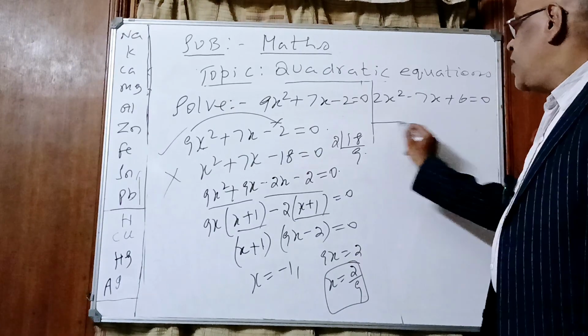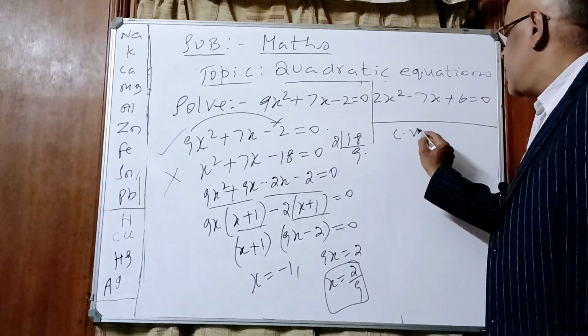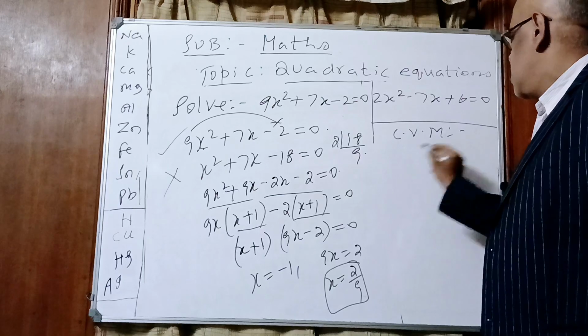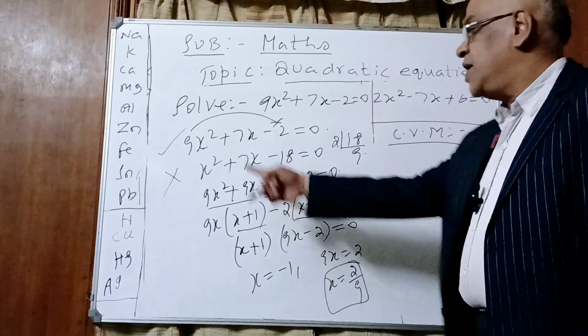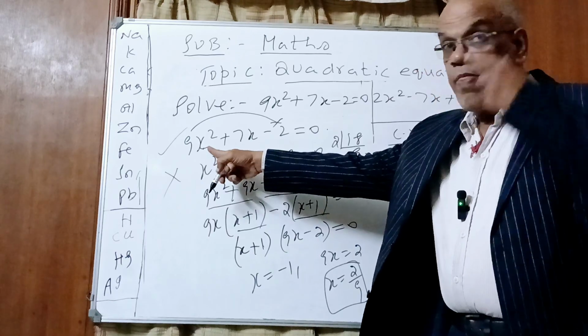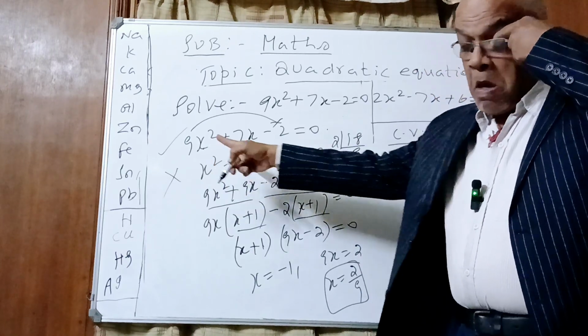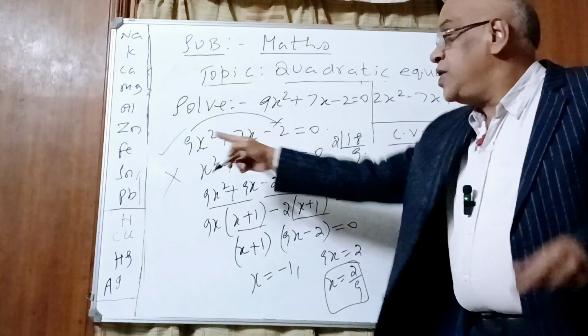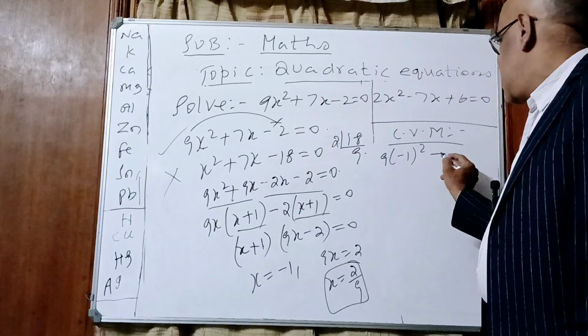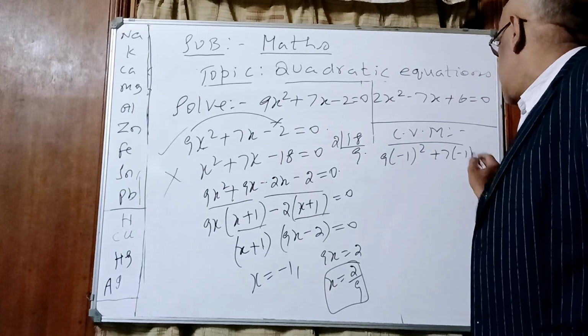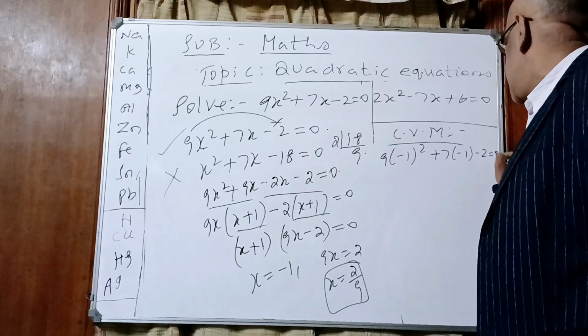So, I have a doubt. We'll do the cross verification method. We'll cross verify our answers. Minus 1. Yes or no? Minus 1 square. Minus 1 square plus 1 into 9. What is that? 9 into minus 1 square plus 7 into minus 1 minus 2 should give us 0.